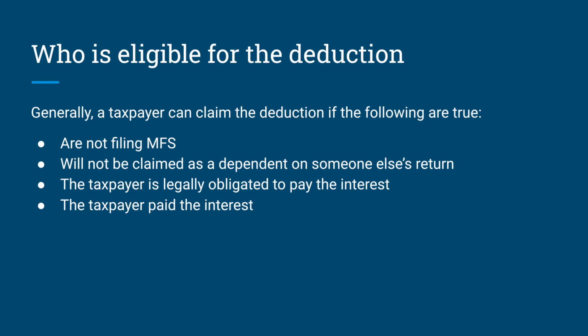So those last two are important because the person who's legally obligated to pay the interest is the one who is able to claim the deduction, and the person who actually paid the interest. This is something that students will sometimes not understand. For example, if their parents are the ones actually paying the loan and legally obligated to pay it.